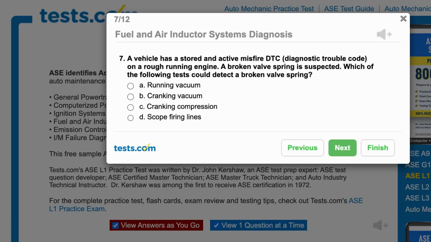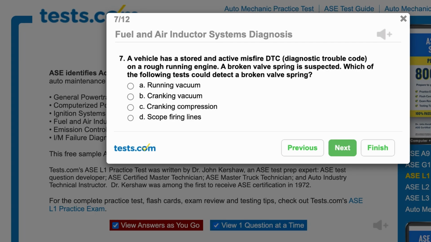Fuel and air induction systems diagnosis. Question 7. A vehicle has a stored and active misfire DTC, diagnostic trouble code, on a rough-running engine. A broken valve spring is suspected. Which of the following tests could detect a broken valve spring?